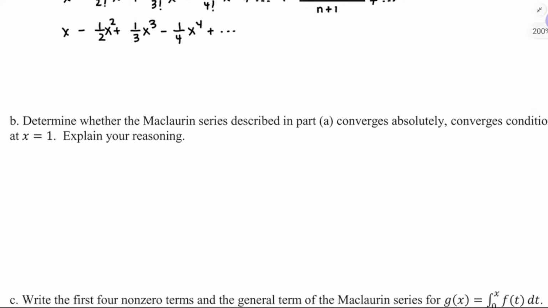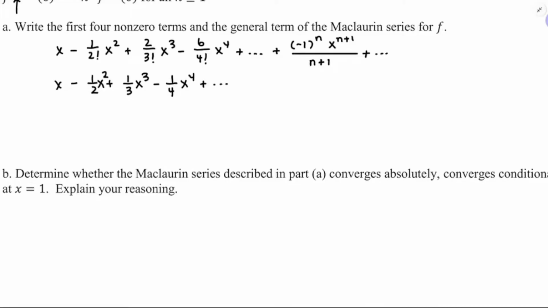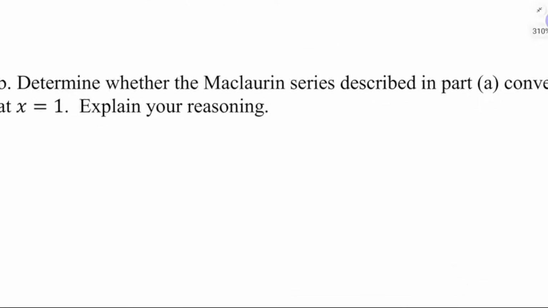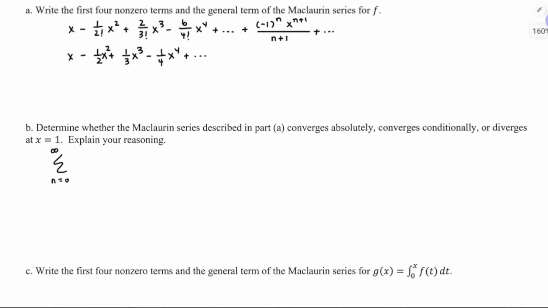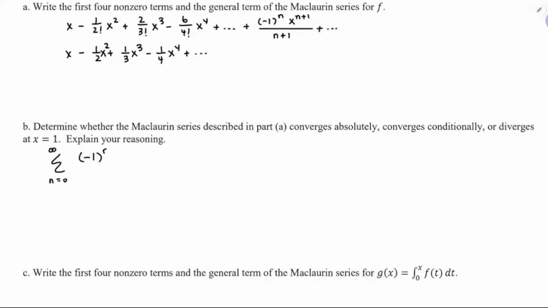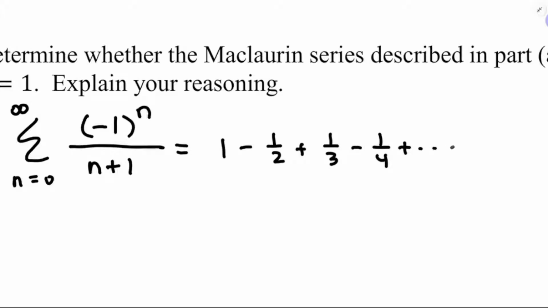Determine whether the Maclaurin series we described in part A converges absolutely, converges conditionally, or diverges at x equals 1. Okay, and let me just make sure, yeah, the formula I wrote definitely works if you think about it starting at 0. Okay, and yeah, then so I'm just going to leave that as it is. So I've got, if x is equal to 1, I've got the sum as n runs from 0 up to infinity of negative 1 to the n plus 1, okay, well, that's over n plus 1. That's just going to equal 1 minus a half plus a third minus a fourth and so on. And that's the alternating harmonic series, which converges conditionally.